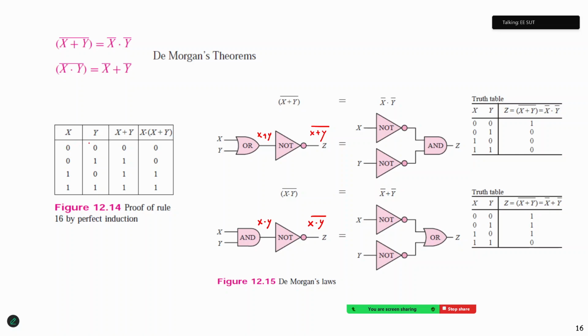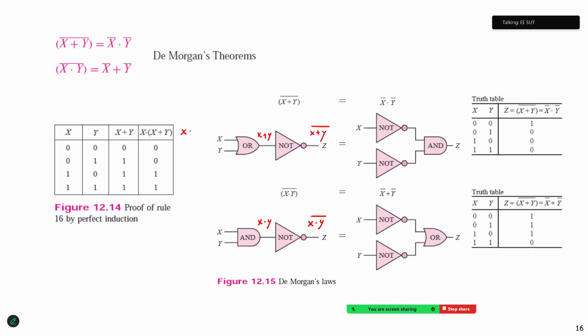Okay, so if we form the truth table, with X and Y. If X is 0, Y is 0, X plus Y, X or Y, will be 0. If X is 0, Y is 1, X or Y is 1. If X is 1, Y is 0, the output is 1. 1 or 1 would be 1. Then here, just like this.